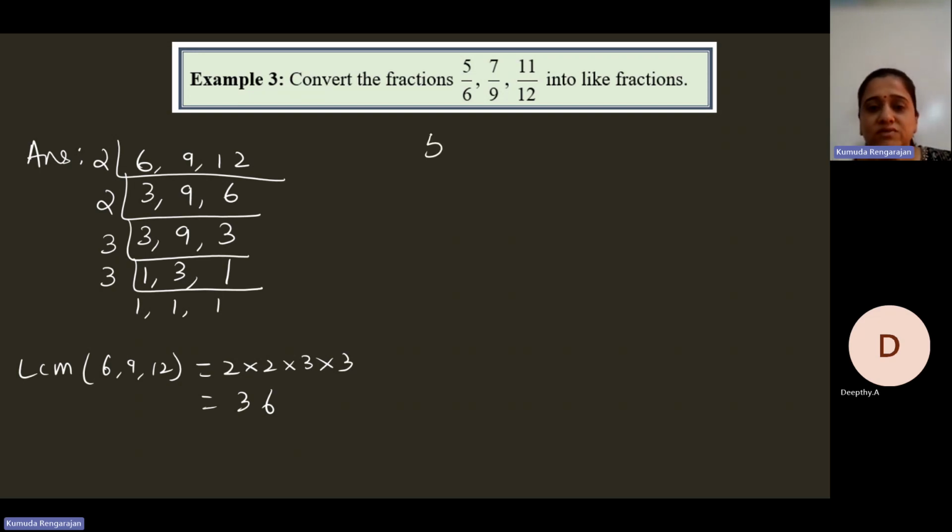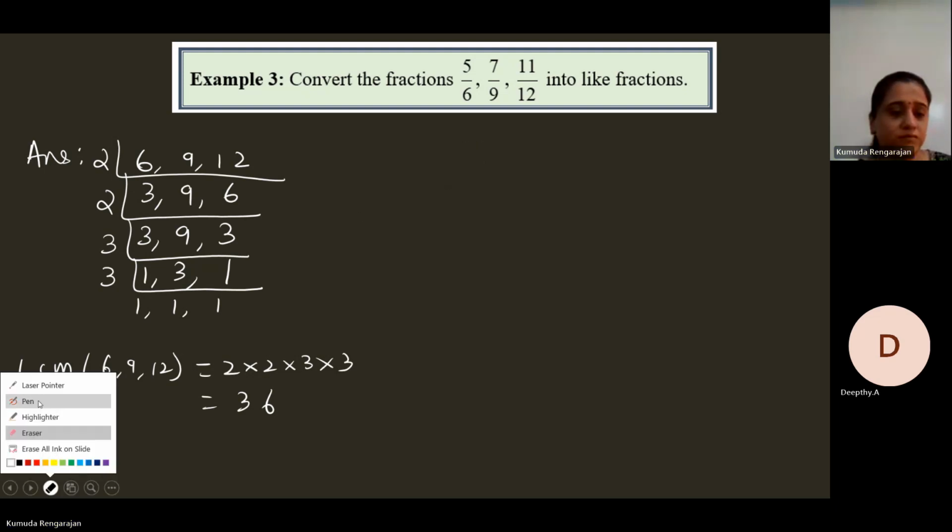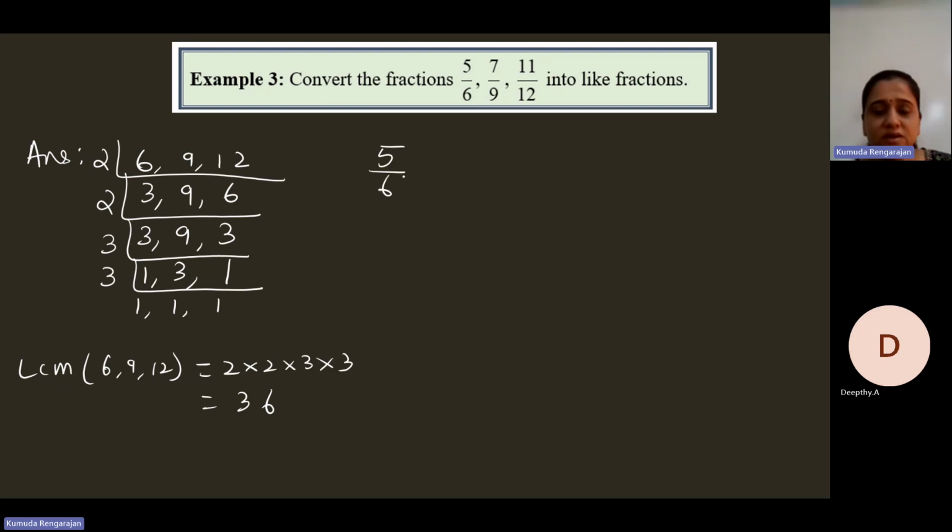So first, 5 by 6. Now you'll have to write its equivalent fraction so that you get denominator 36. For that you'll have to multiply by 6. Correct? Multiply and divide by 6. So 5 by 6 is equal to 5 into 6 by 6 into 6, multiplying the numerator and denominator by 6. So you get 30 by 36.